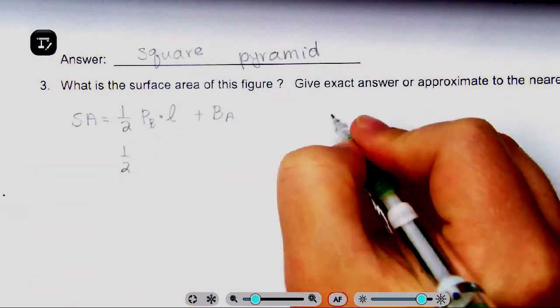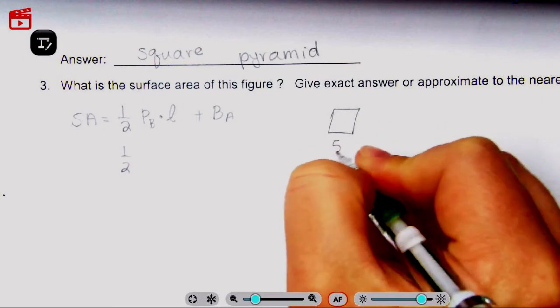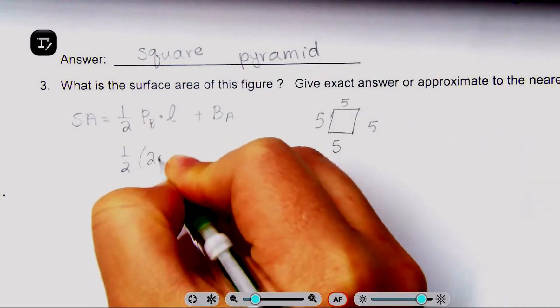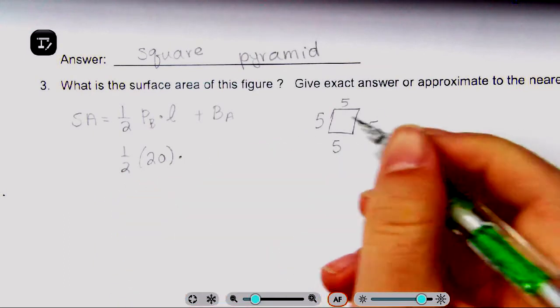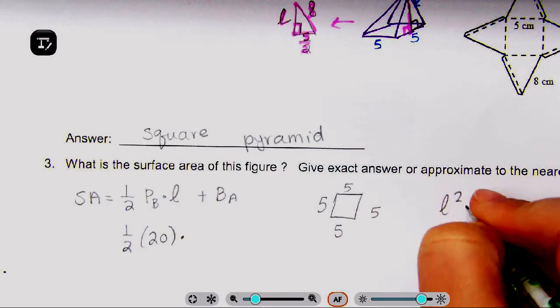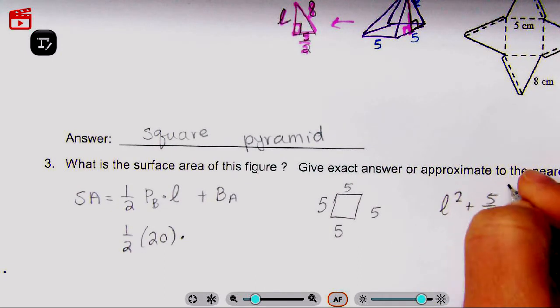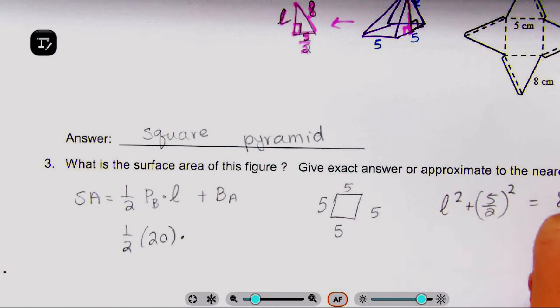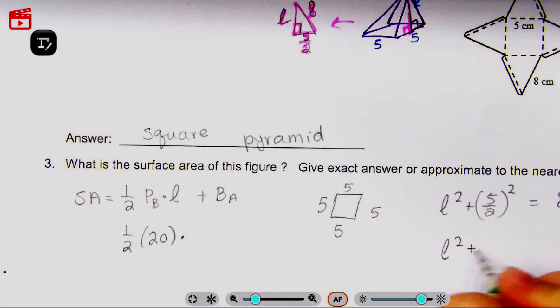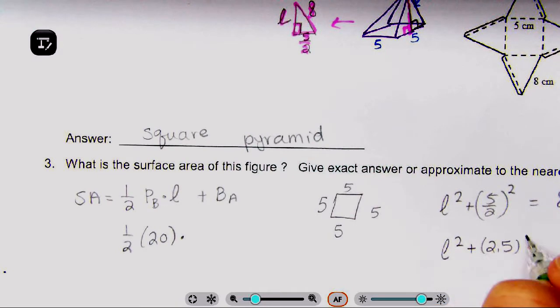Perimeter of the base, what is the base? The base is a square. It's a 5×5 square. So the perimeter of the base is 20. Slant height, we said is what? Oh, we didn't calculate slant height. We said we need to calculate slant height. So let's do that. We have slant height squared plus 5/2 squared is equal to 8 squared.